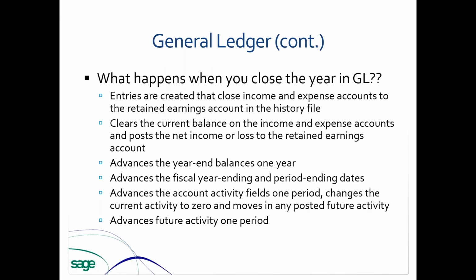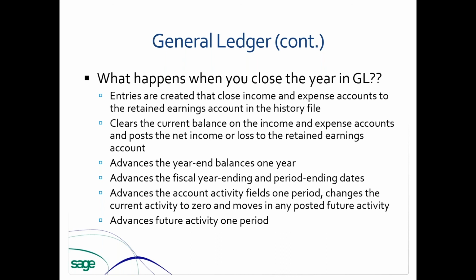So on this screen, this is just a recap of what's happening when you close the year. Again, entries that are closing those income, expense, and cost accounts are being created in the history file. So whatever transaction it's creating to retained earnings writes to history. And then on the income and expense accounts, again, it's clearing out the current balance because it's posting that to retained earnings. And then it's advancing all the year-end balances by 1 year.